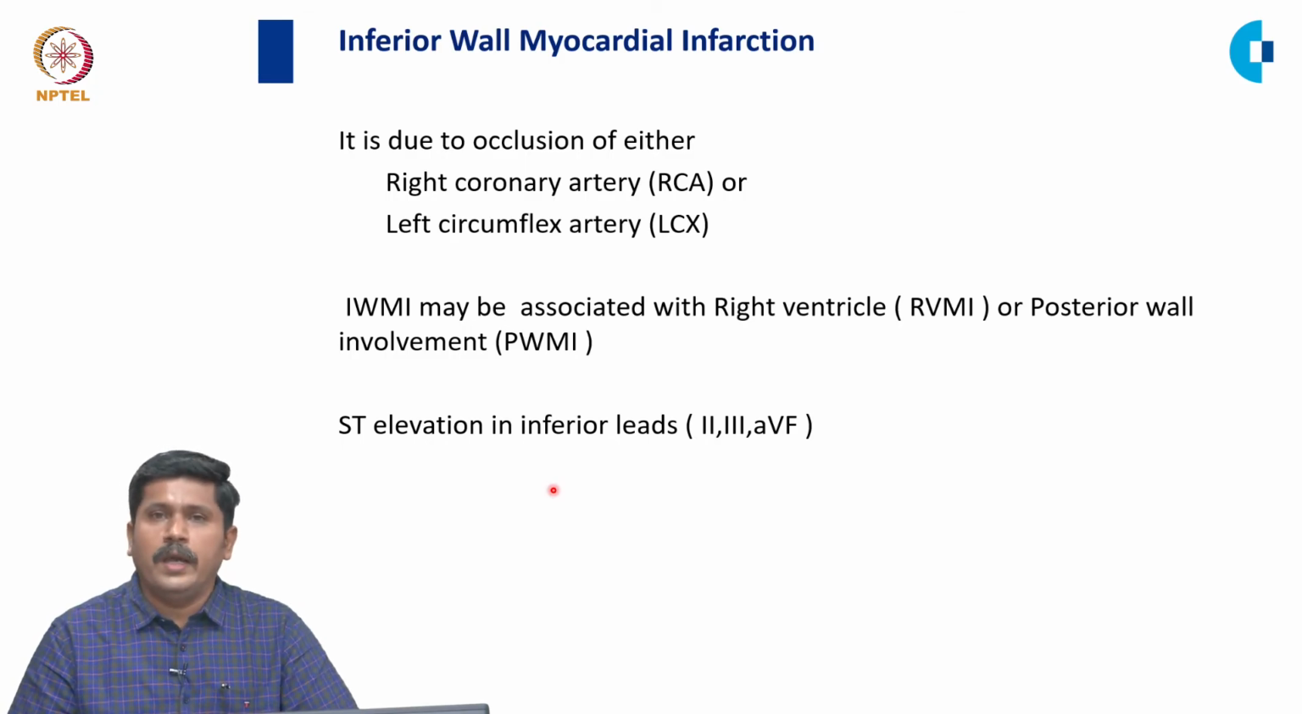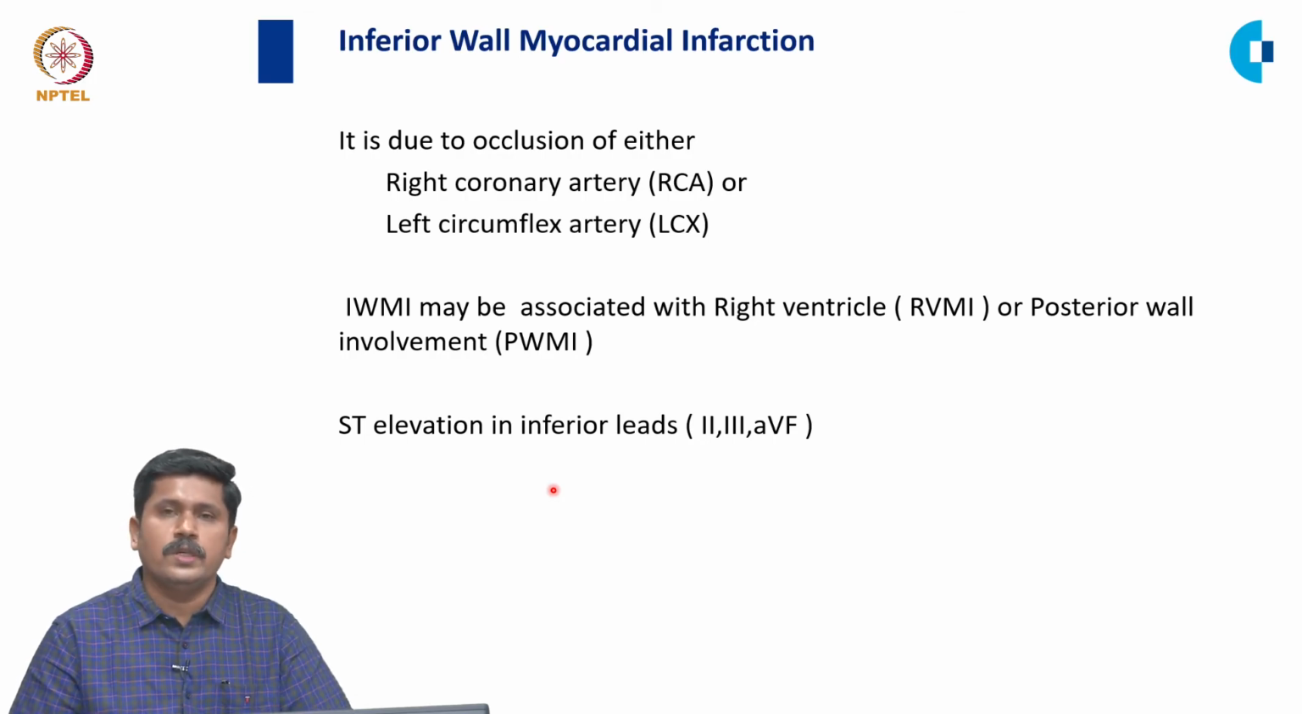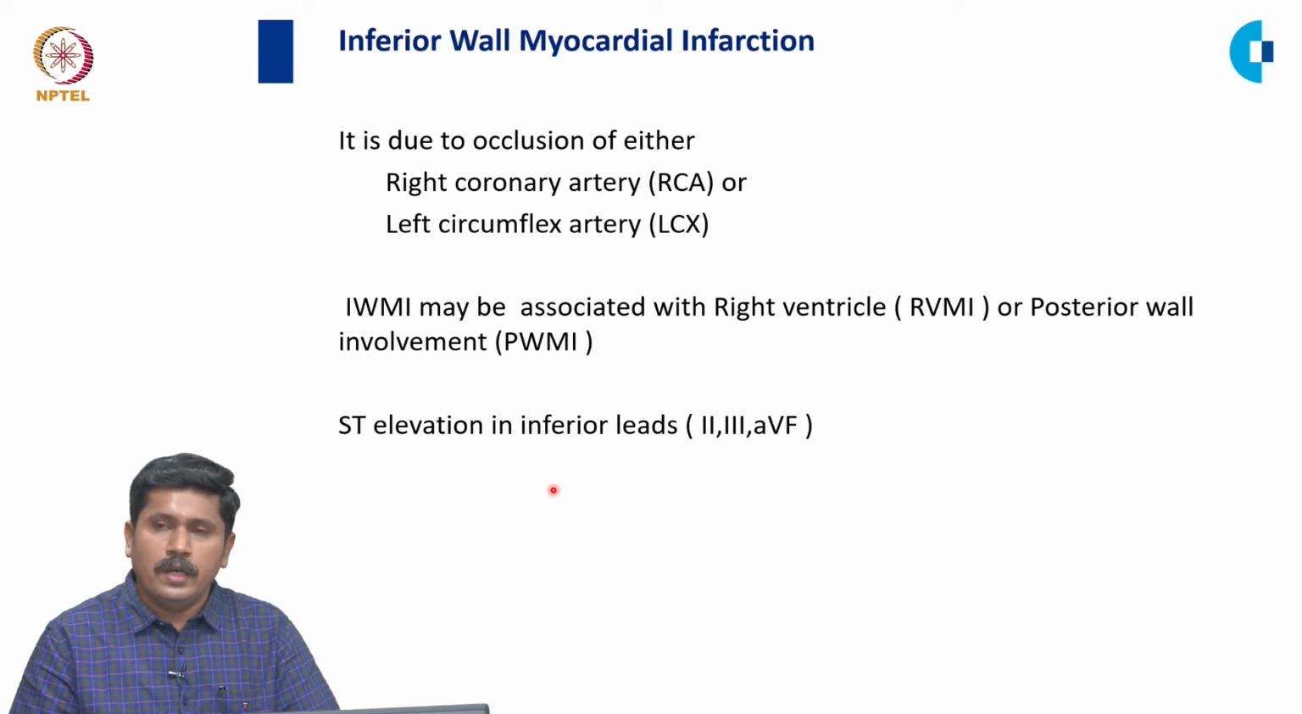So inferior wall myocardial infarction can be due to occlusion of either a right coronary artery or a left coronary artery. We diagnose an inferior wall myocardial infarction with the help of an ST segment elevation in leads that record the electrical activity from the inferior part of the ventricle. That is lead 2, lead 3 and AVF. If any two contiguous leads show an ST segment elevation, that indicates the inferior wall MI.